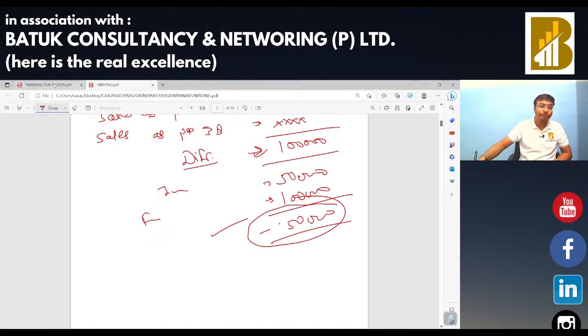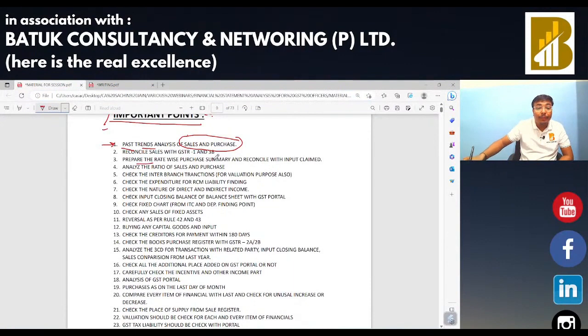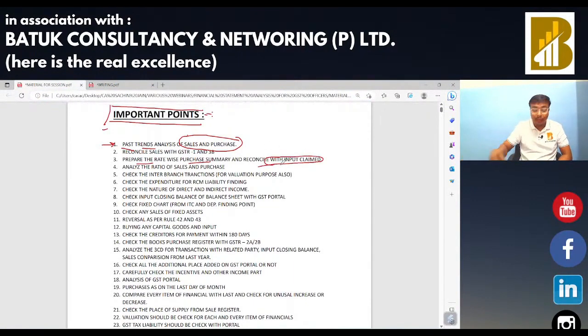Next point, sir: prepare the rate wise purchase summary and reconcile with input claimed. That means whatever accounting software is used by the assessee, you need to demand the rate wise purchase summary. Suppose he has given the rate wise purchase summary generated from the software in a PDF file.